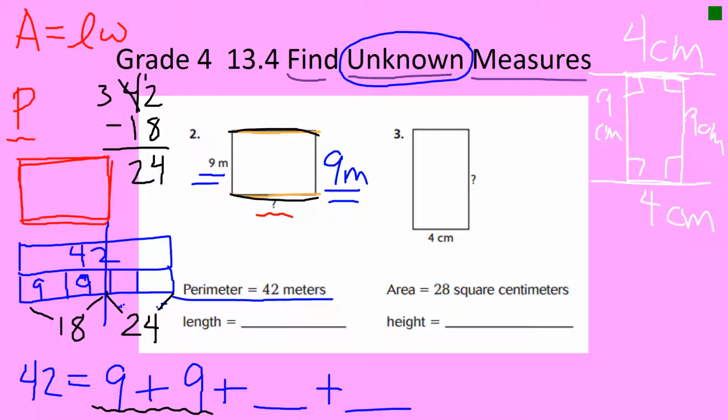Break apart 24. What's half of 20? 10. What's half of 4? 2. What's half of 24? 12 and 12. So 9 plus 9 plus 12 plus 12 is 42. So the length of this figure is 12 meters. Okay, now let's try number 3.